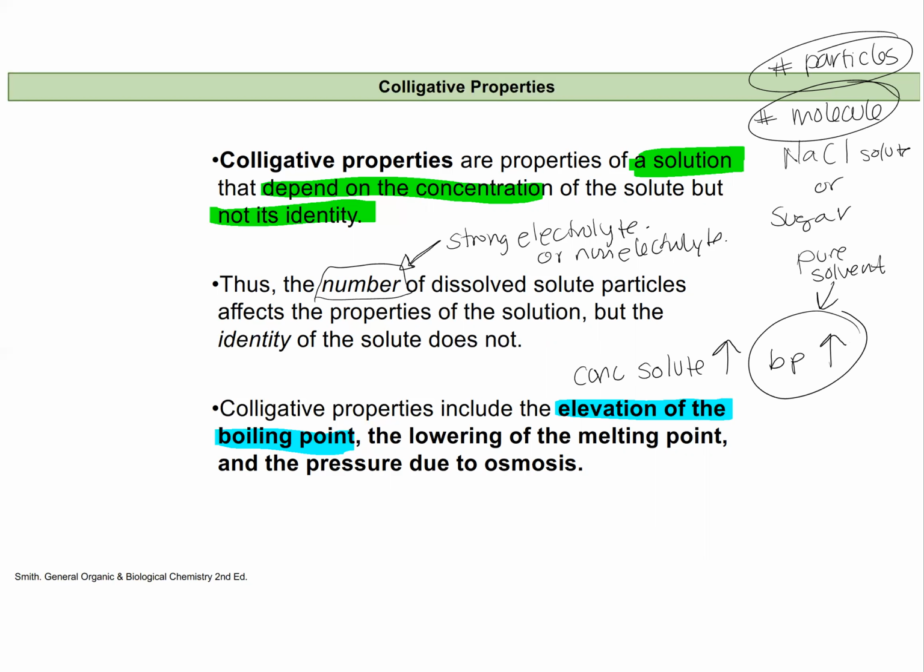And this is the boiling point compared to the pure solvent. We then also see a lowering of the melting point. So our melting point will decrease with concentration of solution. And we see a pressure that we associate with osmosis, so osmotic pressure. So in this video, I'll address boiling point elevation and melting point depression, and then we'll focus most of our time in the next lecture on osmosis.